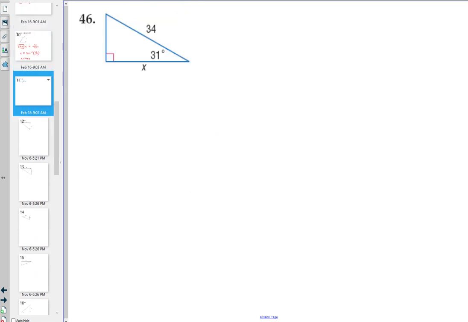Okay, what are we looking for here? We're looking for a side. So I know the angle is going to be 31. I don't know what trig ratio to put yet, but I know the sides are x and 34. So it's just knowing which sides. What side is x based on the 31-degree angle? That is the adjacent leg. The 34 is the hypotenuse.